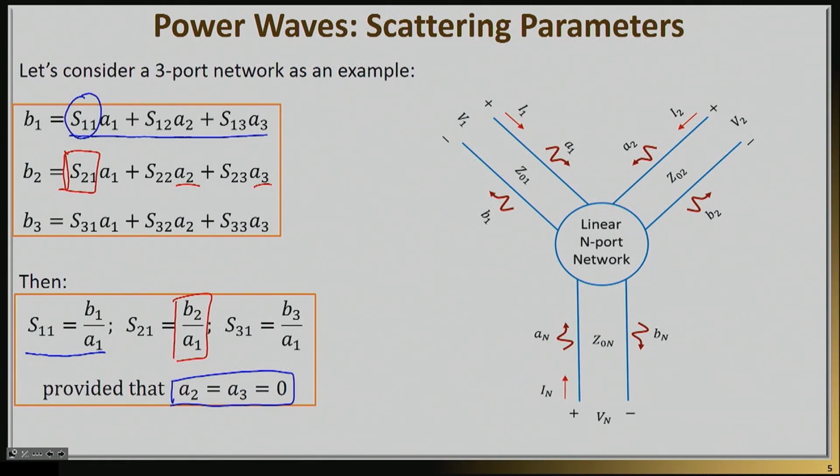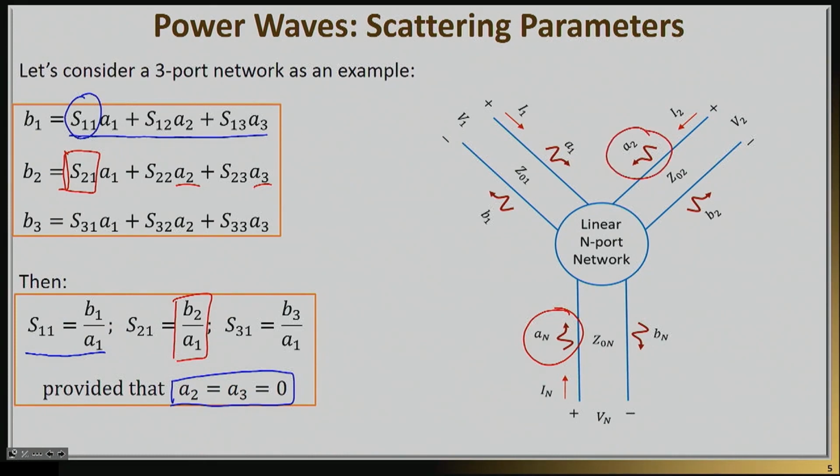So you can always impose some conditions on the A waves, on the incident waves, to essentially get an equation that will give you the S parameter that you want. Typically, we calculate all S parameters for a network, so we have to go through this process for all of them. Now, you may ask the question, how can I really make sure that A2 and A3 are equal to 0? In other words, if I look at the figure here, how can I make sure, for example, that this An is equal to 0 or this A2 is equal to 0?